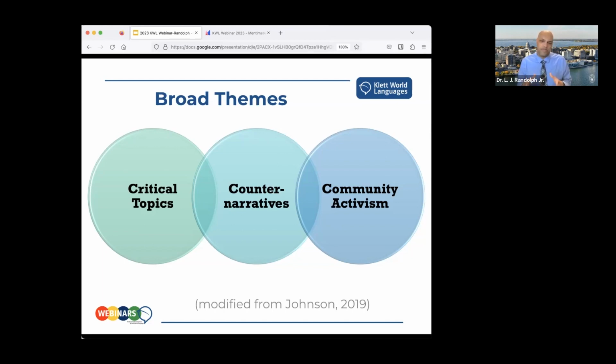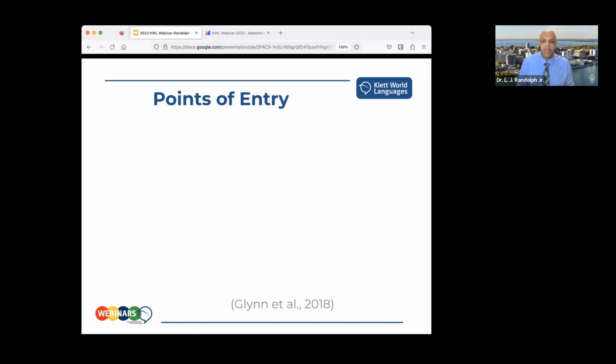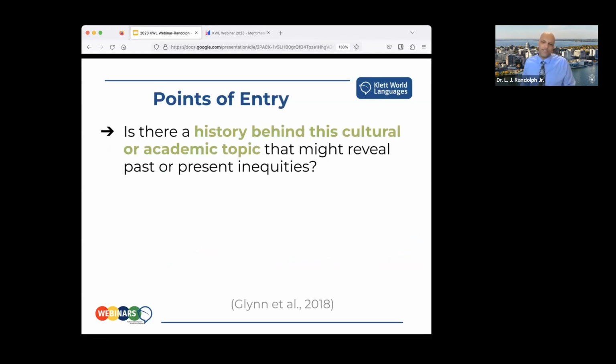But critical topics might push students to think beyond superficial thinking. Counter narratives center the stories, histories, and cultures of minoritized and marginalized communities. And community activism allows us to look at community-based heroes, organizers, and activists that might otherwise be overlooked in our curriculum. And then finally, I want to talk about points of entry from Glenn and others. Glenn Wassel and I'm forgetting the third author, Wesley, sorry, Pam, if you see this.